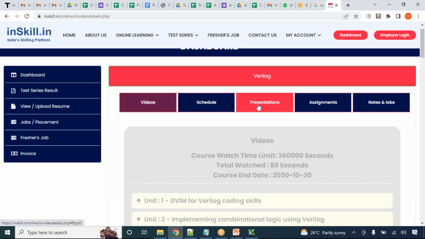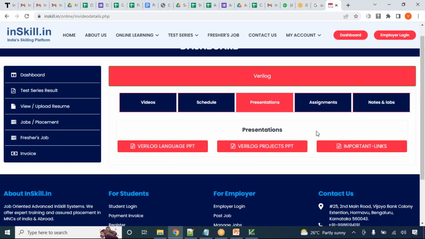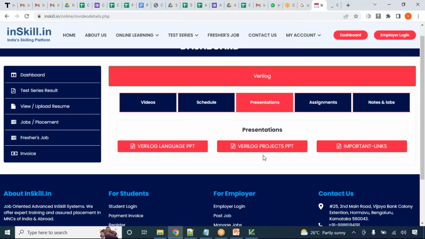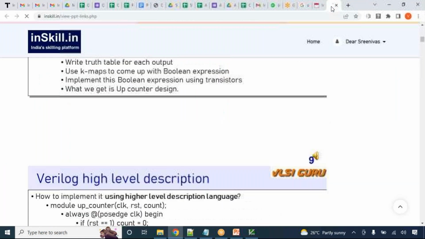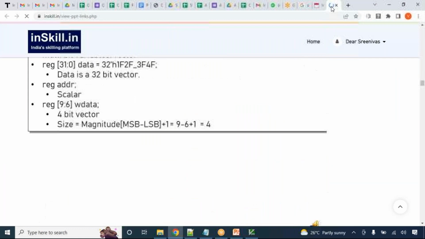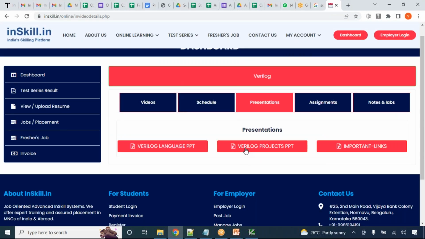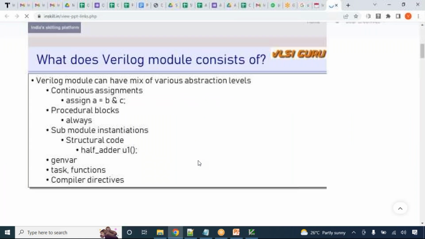You will get access to the presentations, like the language presentation. I told you, right? There were 2 things. One is the language, one is the projects. So you can access the complete language presentation from here. A very detailed presentation. Other than that, you will get the presentation related to the projects.